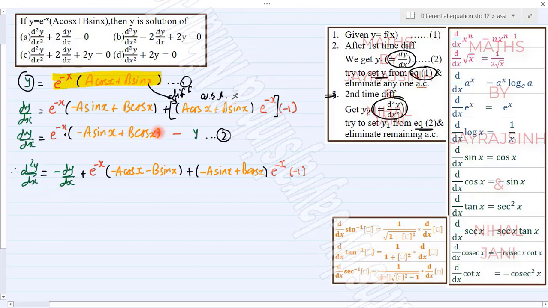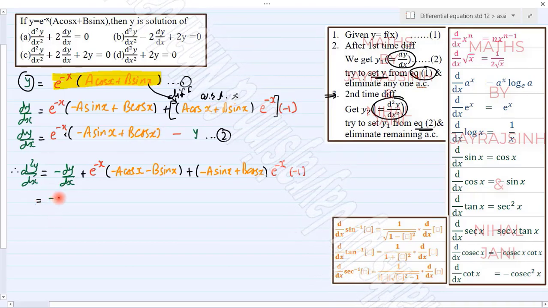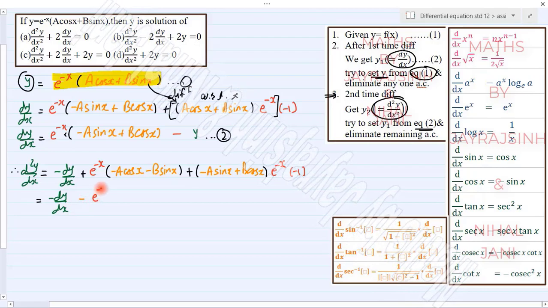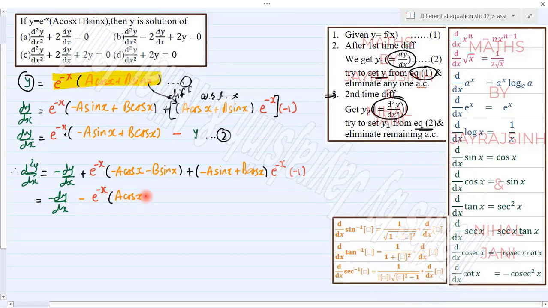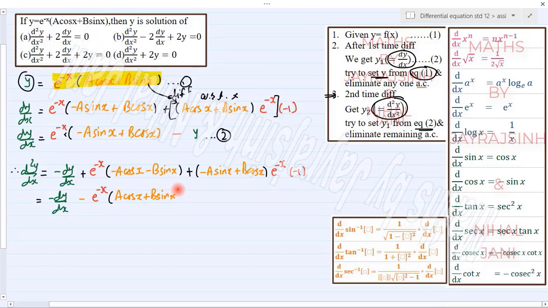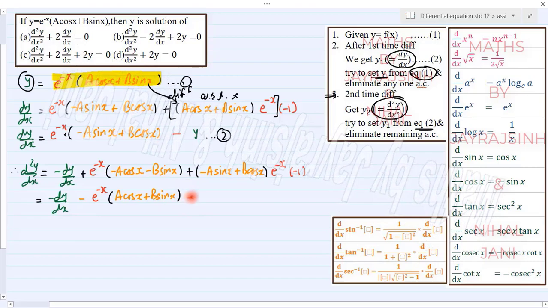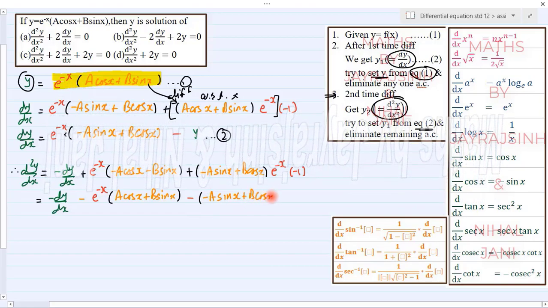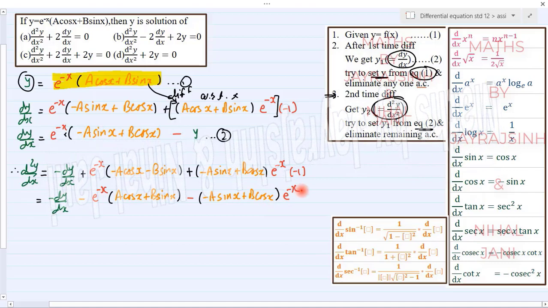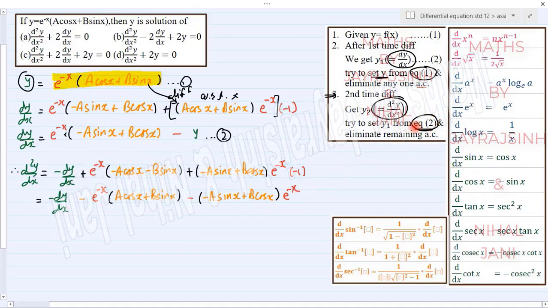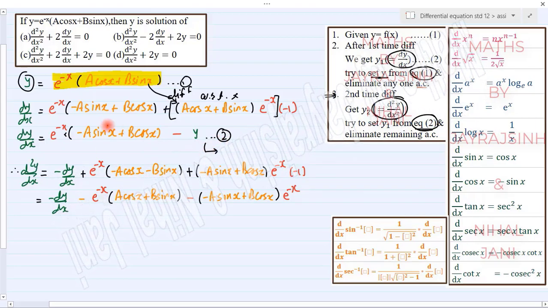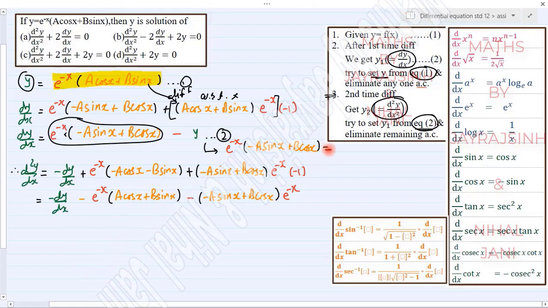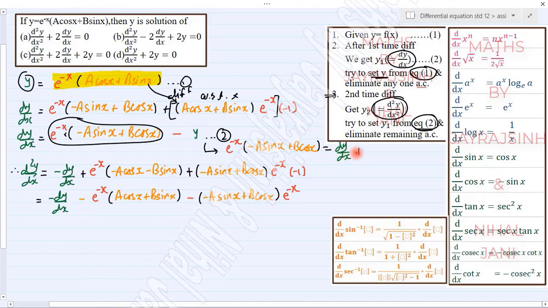Now, before we go further, let's simplify. Minus dy by dx will be as it is. We can take minus common from the second term, and we will get e raised to minus x, a cos x plus b sin x. And your last term will be minus of minus a sin x plus b cos x into e raised to minus x. Now, we have to use equation number 2. From equation number 2, we can say your middle term, which is e raised to minus x minus a sin x plus b cos x, is equal to dy by dx plus y.